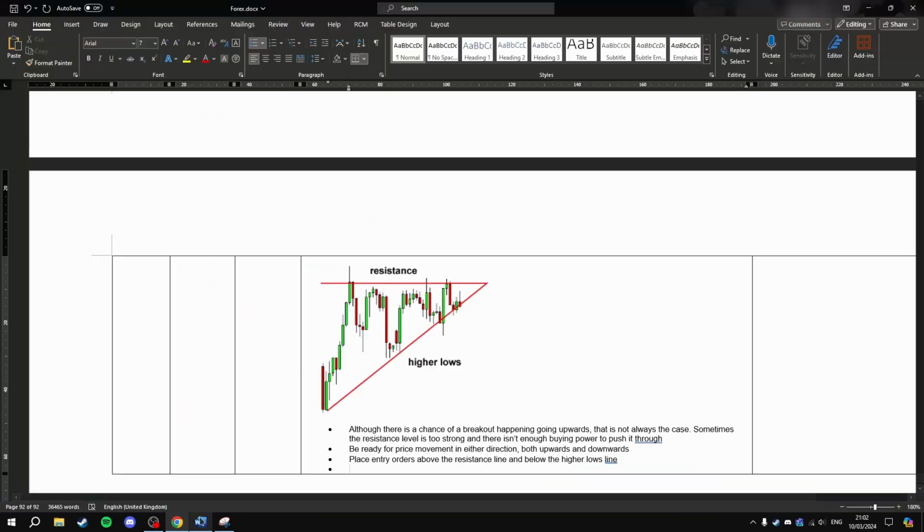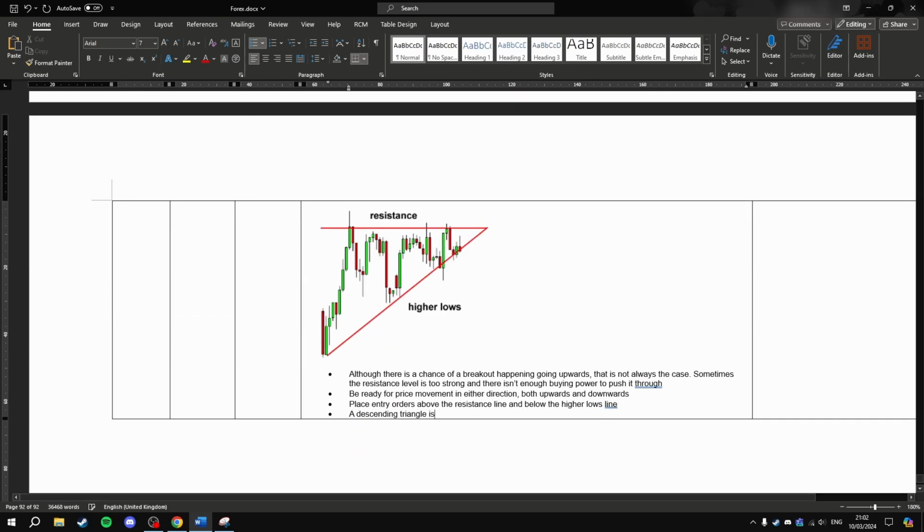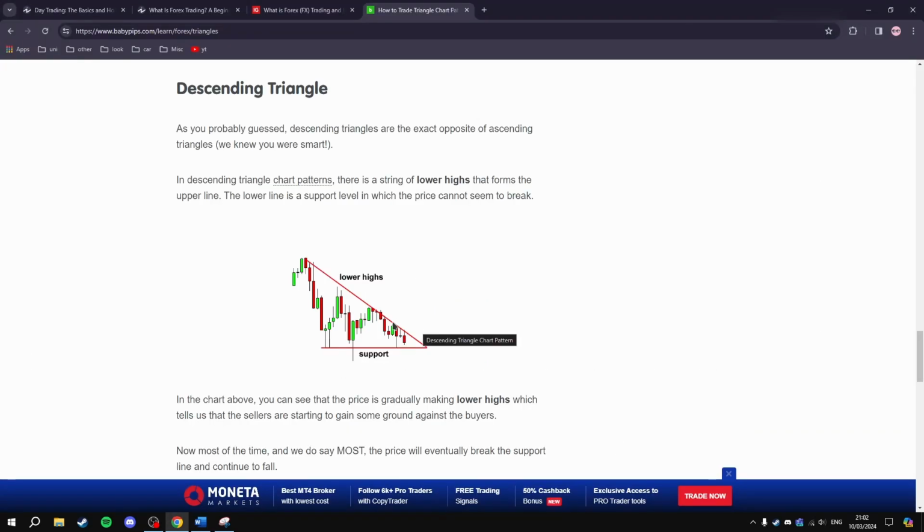Descending triangle. A descending triangle, I'm assuming, is going to be the opposite of what the ascending triangle was. We knew you were smart.